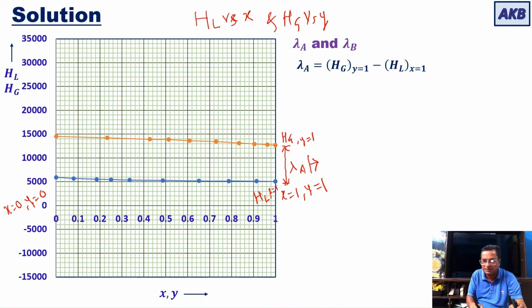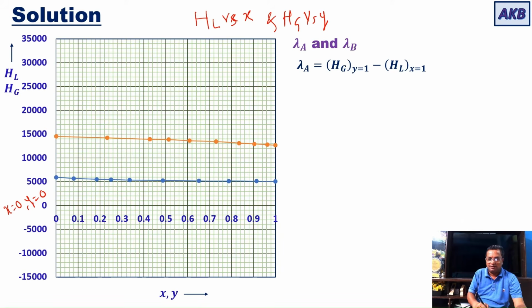In short, you need to measure this distance, and that distance has to be measured in terms of the scale of enthalpies. To make the calculation simple, I have used this notation. Now I'll just erase everything because I hope you have understood the concept of how we are going to get lambda A. So lambda A is Hg at y is equal to 1 minus HL at x is equal to 1.